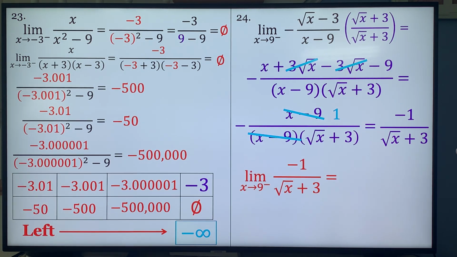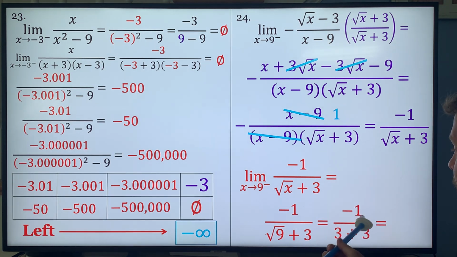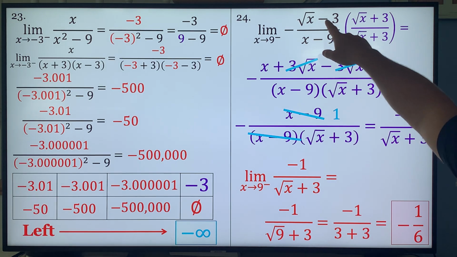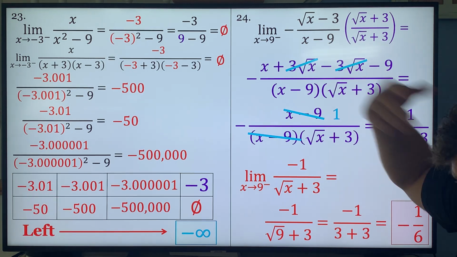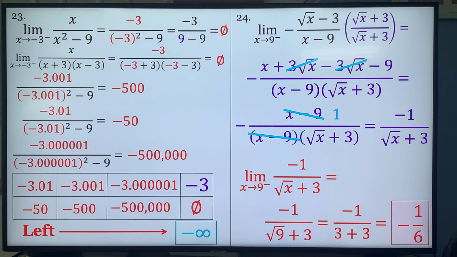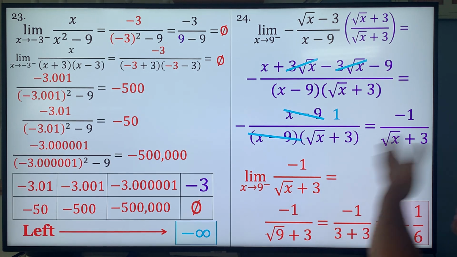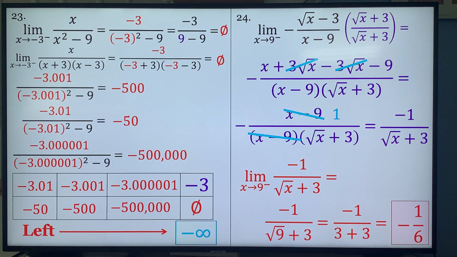Let me put my 9 in there now. And even though it's a number a little bit less than 9, like 8.9 repeating, we'll just throw that 9 in there. Radical 9 is 3. Negative 1 over 3 plus 3, negative 1 over 6. All right? If this was a positive, it would probably go towards infinity or negative infinity. I really don't know off the top of my head. Got it? But in that case, you got that. All right? Let's move on.